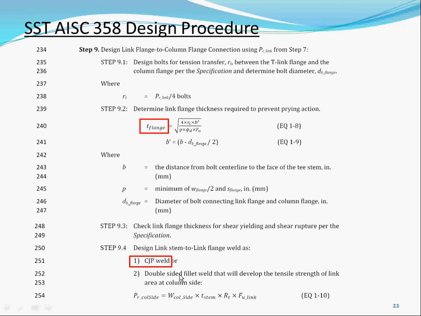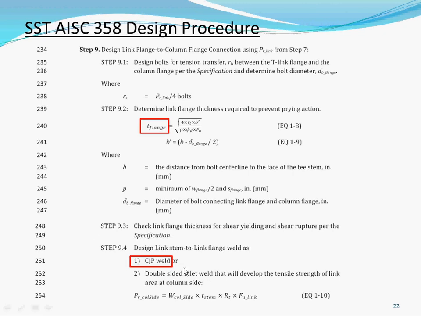Now after that, you design the connection. So I say before we allow 2 types, the CJP and then the double-sided fillet. The double-sided fillet, the CJP, you don't have anything else to do. There's no calculation required if you just call out that one. Now I'll show you what that actual strength would be.